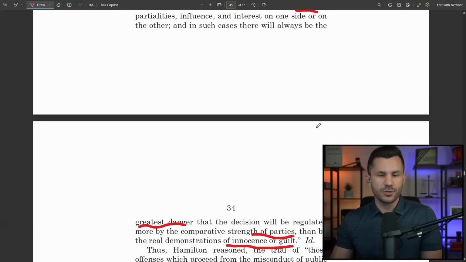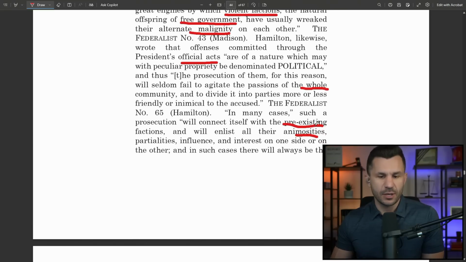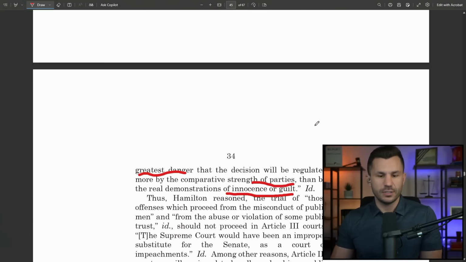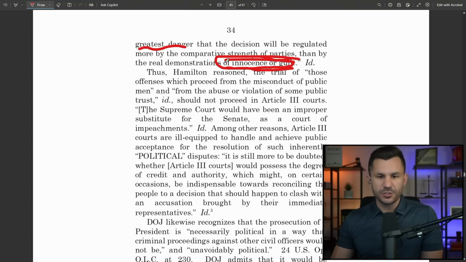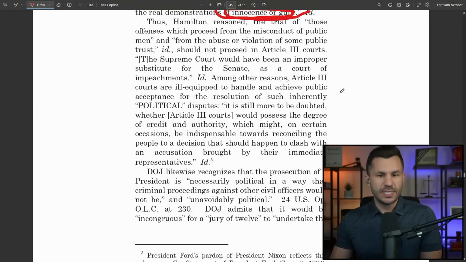Okay, so our founders are a lot smarter than Joe Biden and Merrick Garland and Jack Smith or Fannie Willis. If you allow these things to bubble up, no one even cares about innocence or guilt anymore, right? It just turns into a political battle. We're living it. Thus, Hamilton reasoned, he said, the trial of those offenses which proceed from the misconduct of the public officials should not proceed in Article 3 courts.